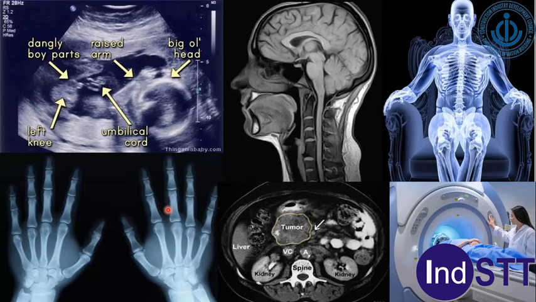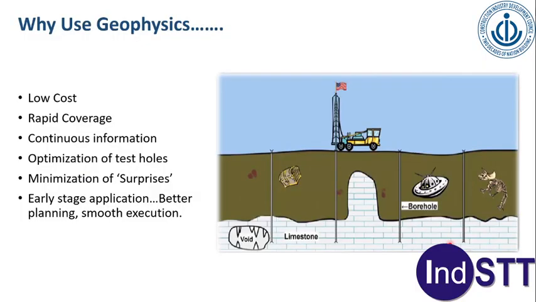So why use it? The answer lies right in the comparison which I did earlier. It's always cheaper and faster to get an X-ray done than a surgery. So is geophysics: low cost, rapid coverage, and most importantly, continuous information. The traditional way of drilling will always miss the isolated objects which are not directly in the drilling path. So drilling gives you only discrete information, whereas geophysical methods give you continuous information.